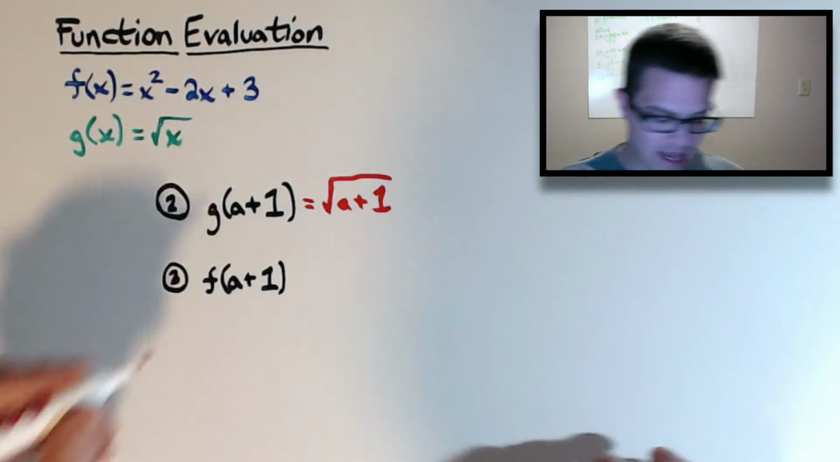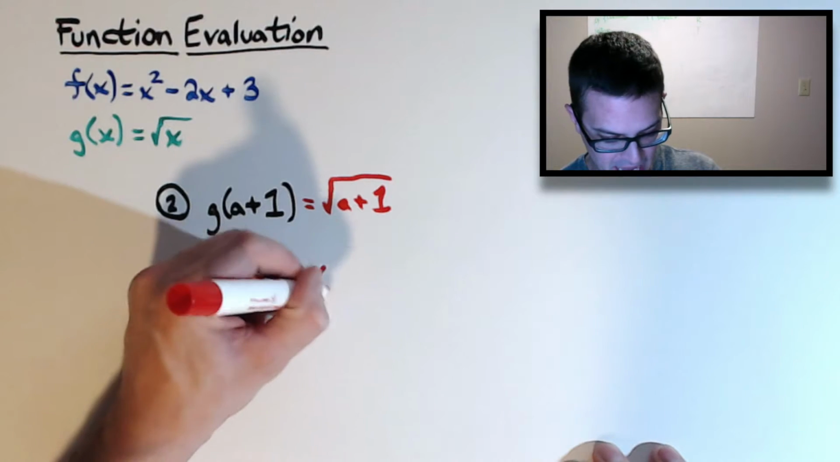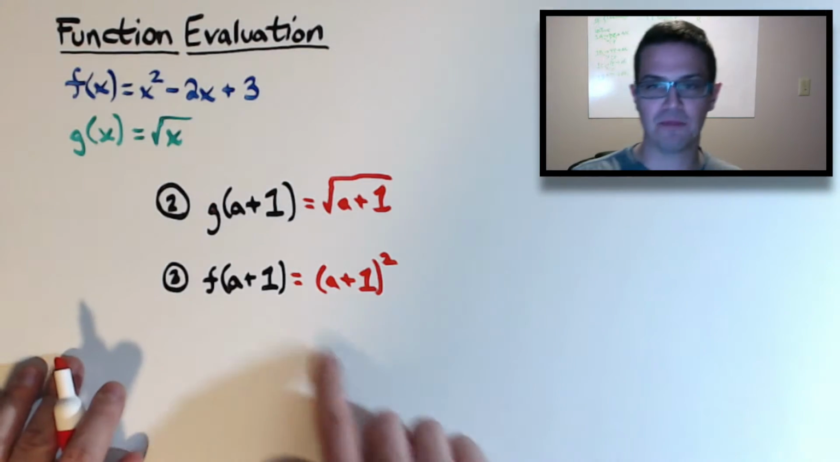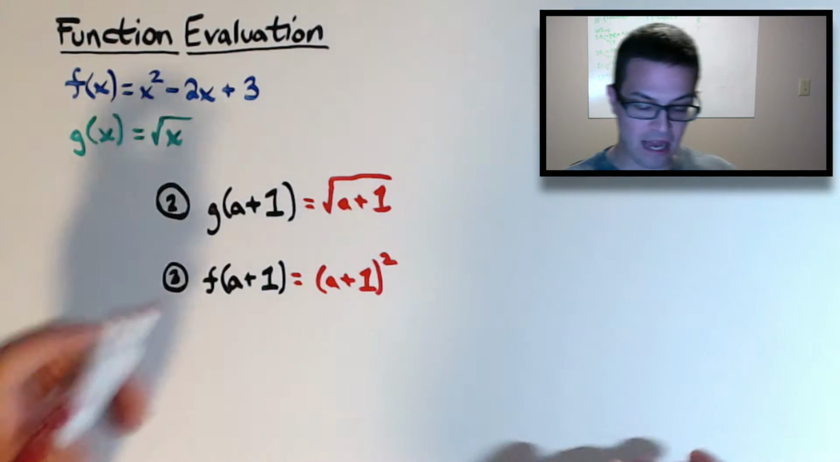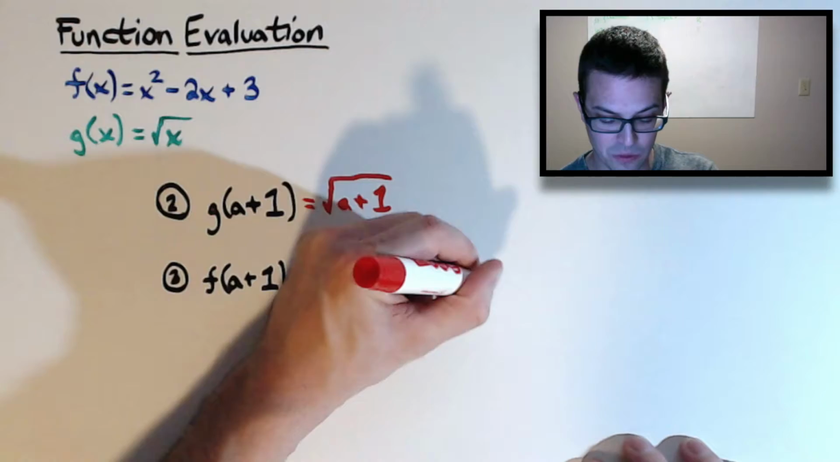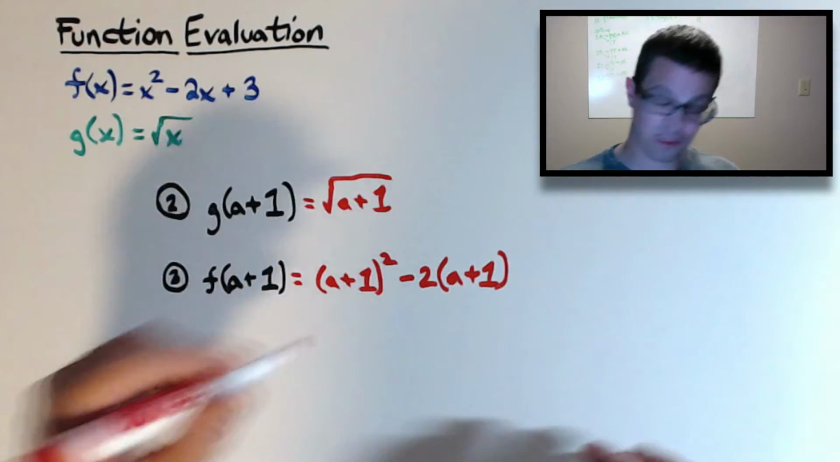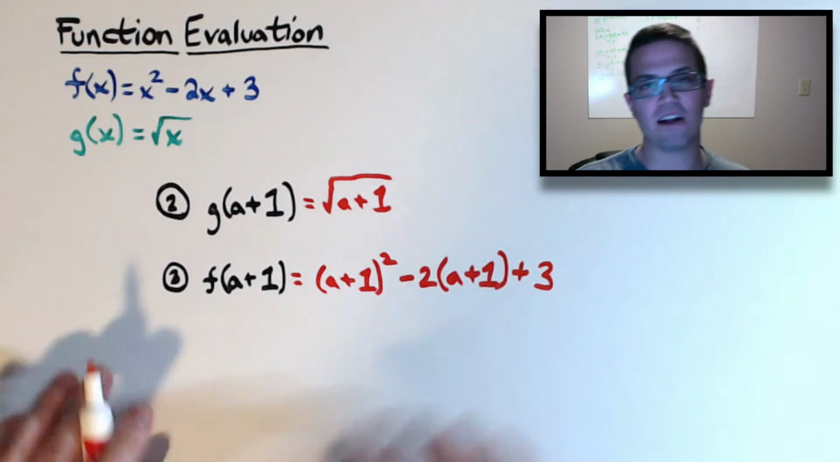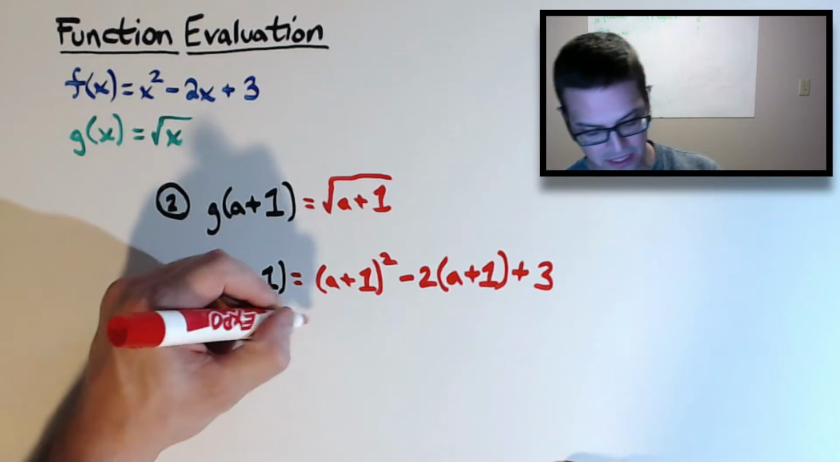Okay, so we have x squared, so that would just be simply a plus 1 quantity squared, again put it in parentheses, minus 2x, so it's going to be minus 2, again in parentheses, a plus 1, plus 3, so you would just write a plus 3 like that. Now this is not simplified all the way as it is, so I'm just going to quickly simplify this here.